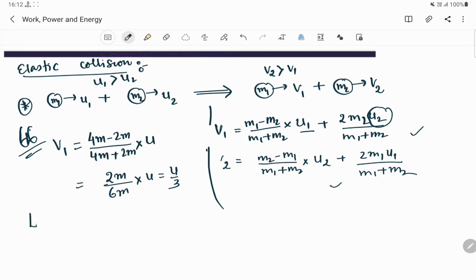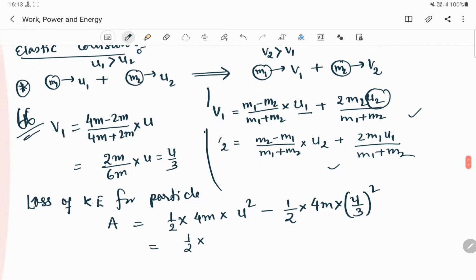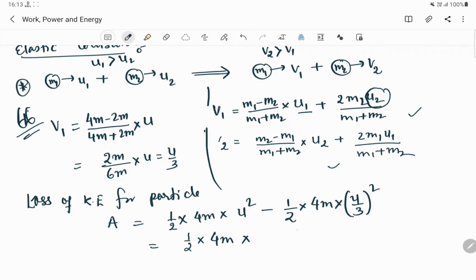So the loss in kinetic energy for particle A will be very simple. It will be half into 4m into the initial speed u square, minus the final, which is half into 4m into u by 3 whole square. After simplification we have half into 4m into u square minus u square divided by 9.